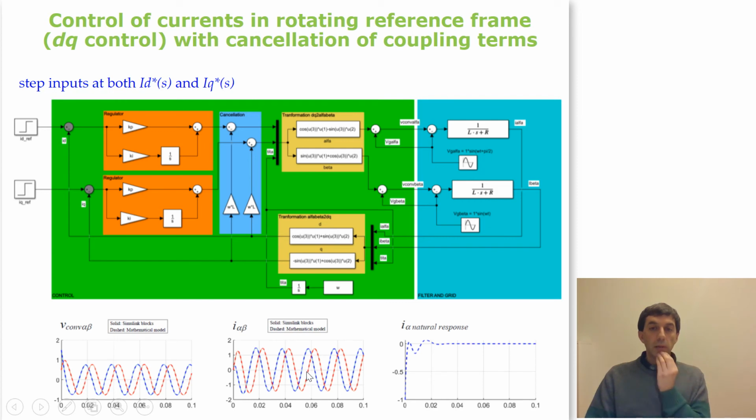And if we compare with the developed analytical expressions and superpose them, and we put one step input of 1 amp for each input current reference, we obtain here the alpha beta voltages of the converter, and here the alpha beta currents through the system. Here we can also represent the natural response only in alpha. So we have to highlight that both the analytical or mathematical model and the Simulink blocks provide the same response. Therefore, we can say that we have validated the previously derived mathematical expressions.